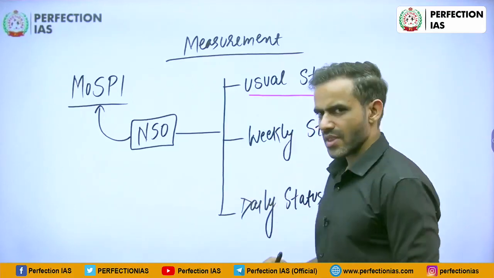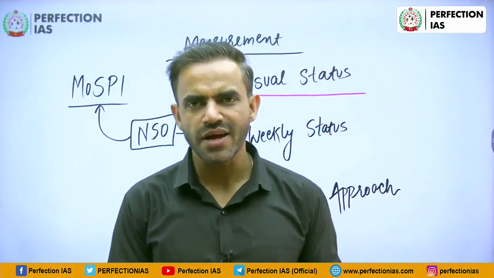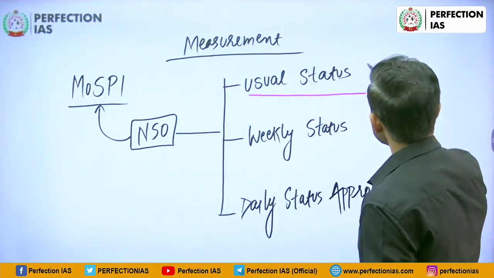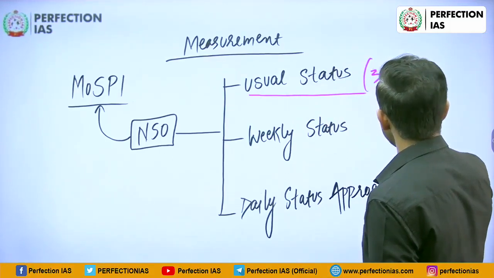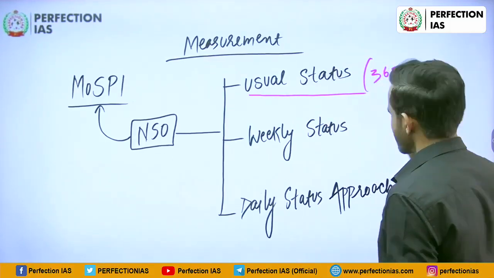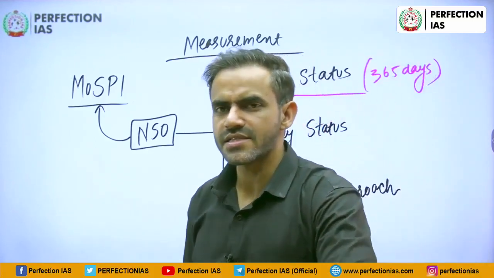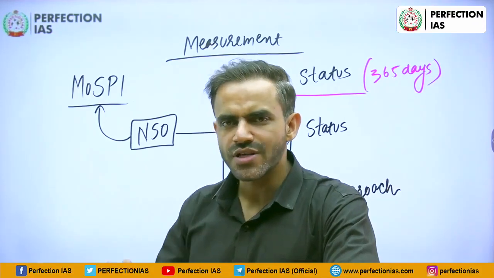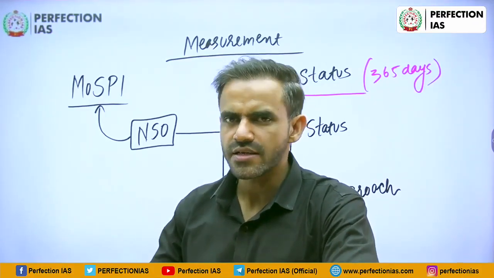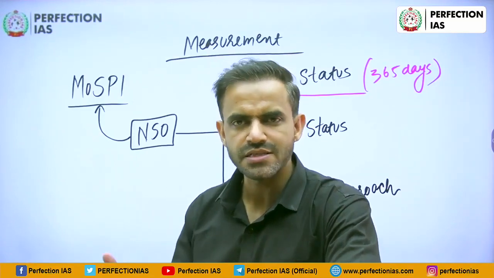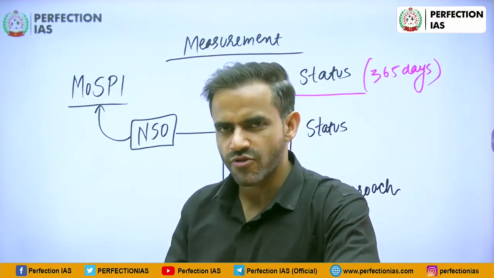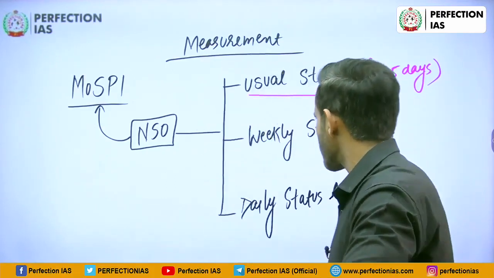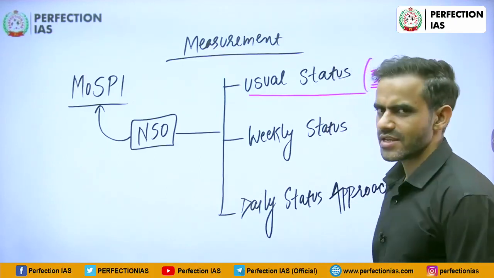Now, usual status means it is determined whether the person received any work during the last 365 days. That means this covers a duration of 365 days. As per this status, a person will be considered unemployed if the person did not receive any work during that entire year. If the person did not receive work in the majority of the time in the last 1 year, that person will be unemployed as per this approach. So the duration is important, it is the last 1 year.